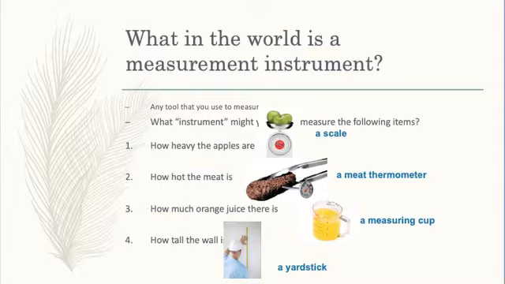It's any tool used to measure. So what in the world is a measurement instrument? It's any tool that is used to measure how heavy the apples are, how hot the meat is, how much orange juice there is, how tall the wall is. And for some of these we can use a scale, we can use a meat thermometer, we can use a measuring cup, we can use a yardstick.